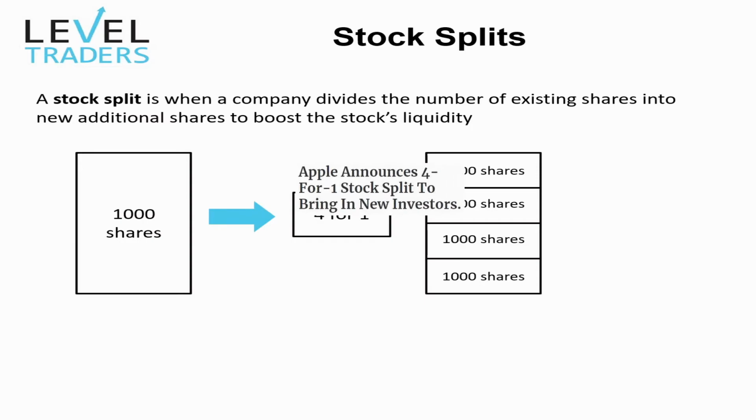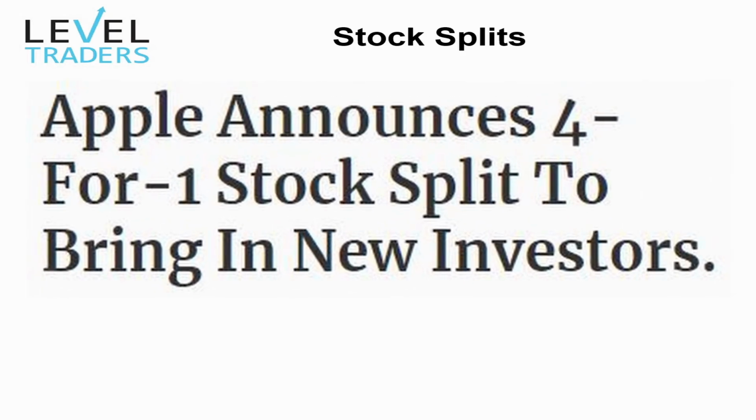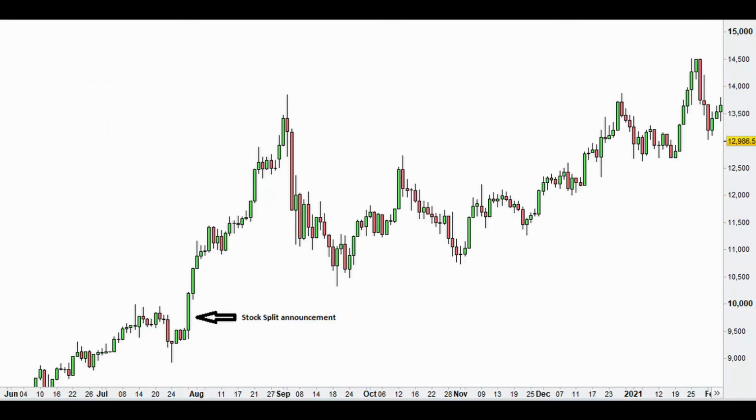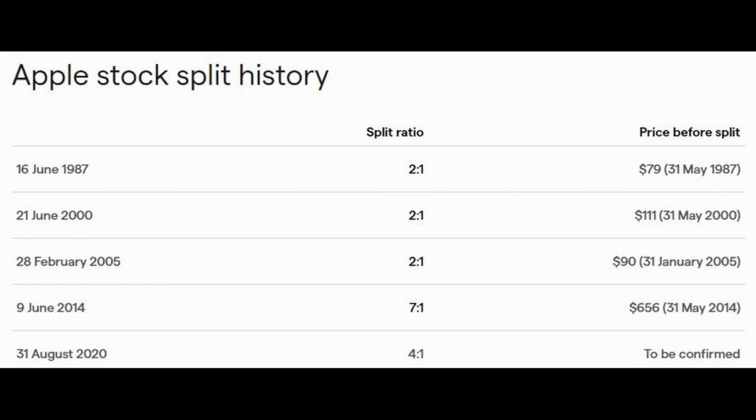Here is a real example of a stock split. At the end of July 2020, Apple announced a 4-to-1 stock split. Have a look at the chart of Apple. You can see the stock actually rose on the announcement, although this may have been linked to the blowout earnings report as well. The stock split took effect at the end of August, and the stock did rise initially before falling. This isn't the first time Apple has announced a stock split. Here is a history of Apple's previous stock splits.